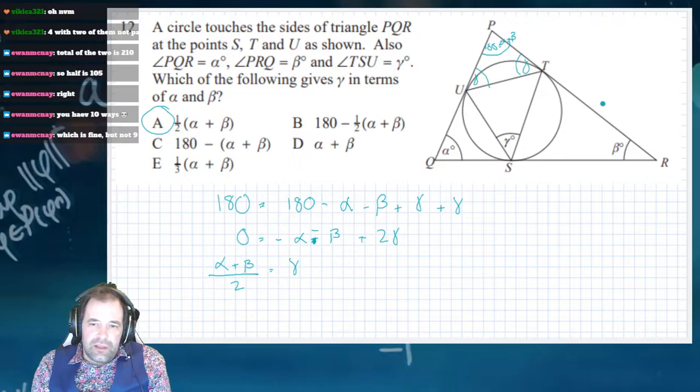Yeah, this is, from memory, the alternate segment theorem. If you've got a triangle inscribed in a circle where the points are on the edge, this angle is the same as the angles at the opposite side of the triangle if you've got tangents involved. So whatever this one is the same as this one and this one, so on. And whatever this one is the same as that one and that one.